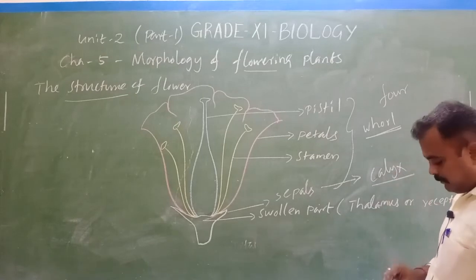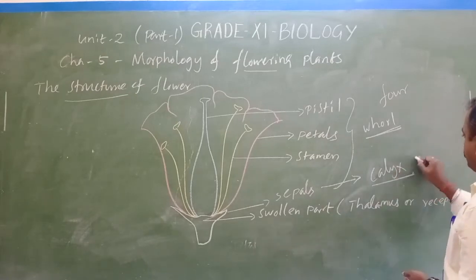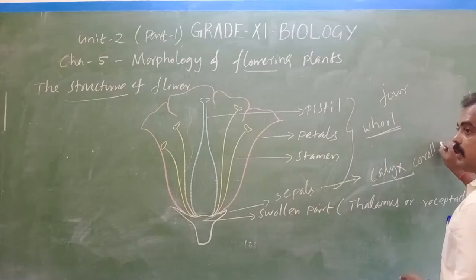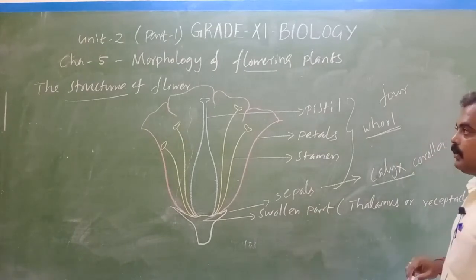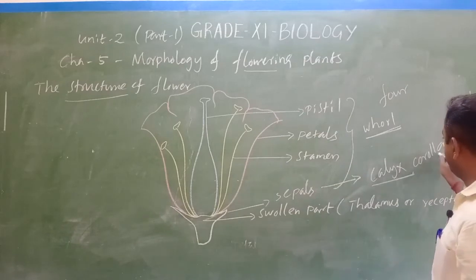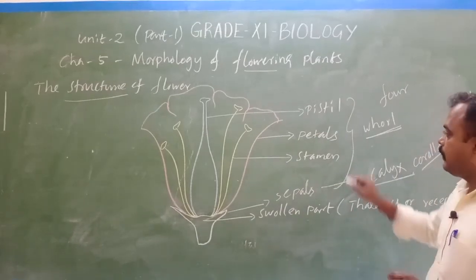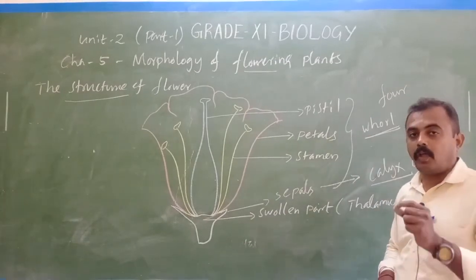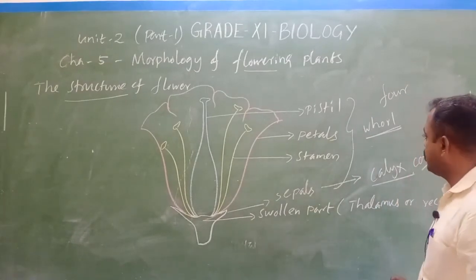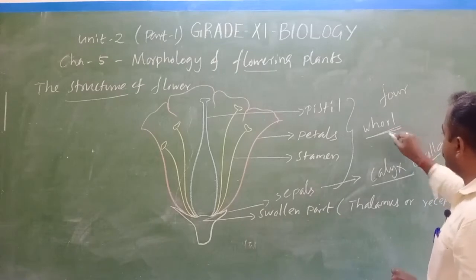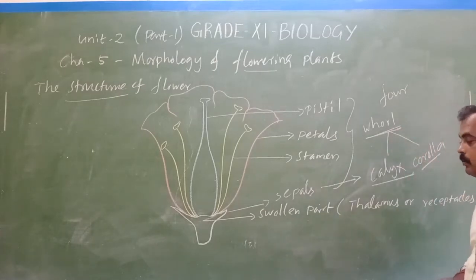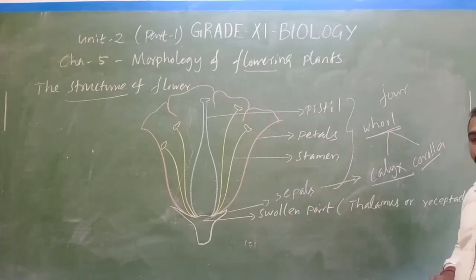The next one, corolla. Next one is corolla. The corolla is a collection of petals. It is also one hole. So calyx is one hole and corolla is one hole.